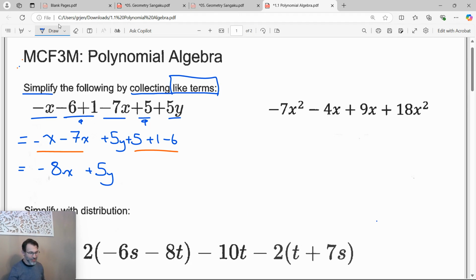All right, and then plus 5 plus 1 minus 6 happens to be 0. So this is done, final answer. I might put a square box around it and say, look at that, Mr. Jennings, I did it correct.